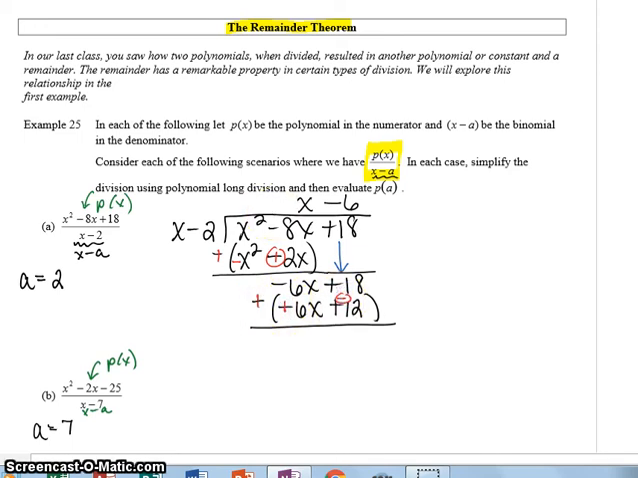Subtraction means change the signs, and I end up with these canceling. You have 18 take away 12, which is a remainder of 6. So, ready? My answer: the quotient is x minus 6, plus 6 over what we divided, which is x minus 2.